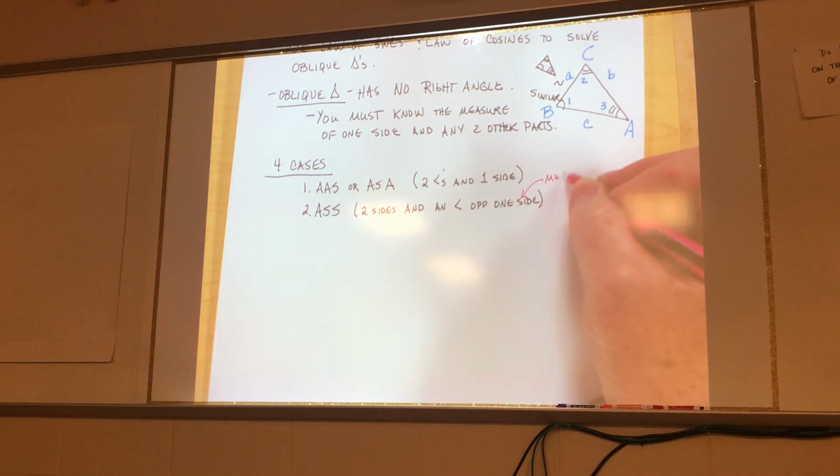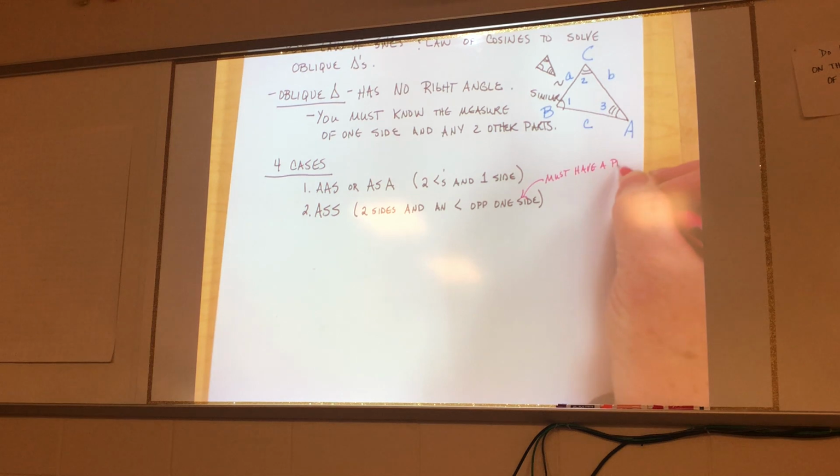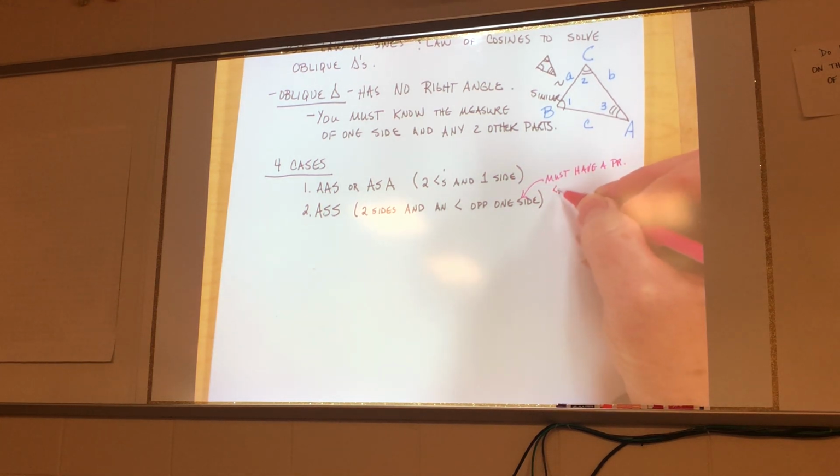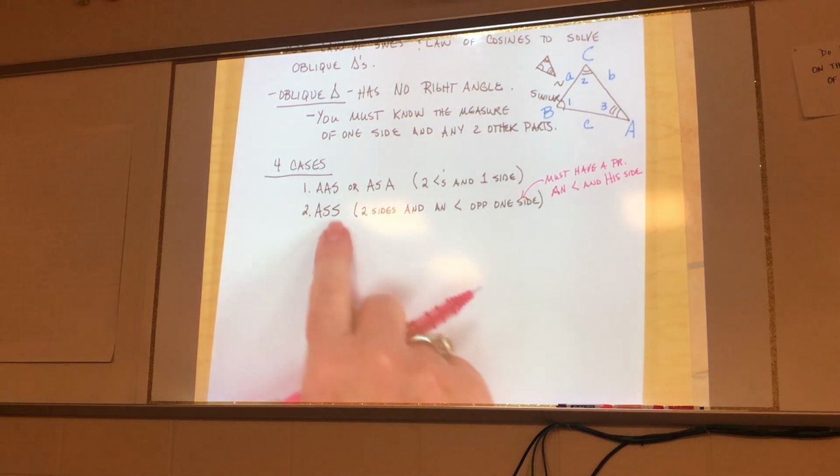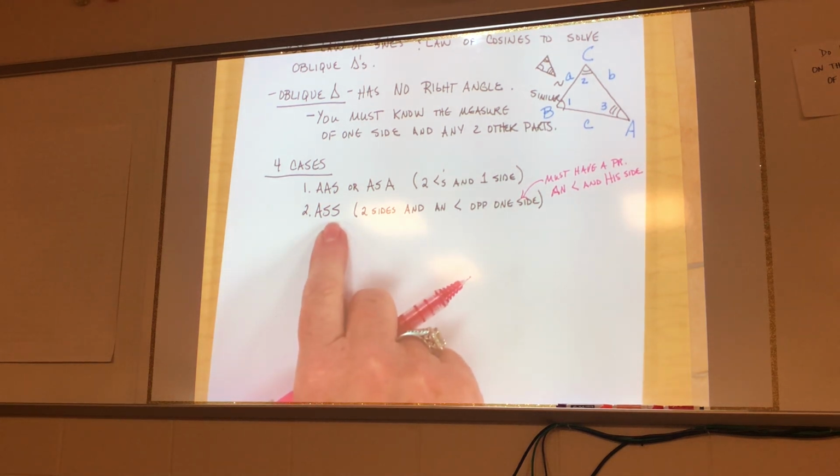It must have a pair. And when I say a pair, I mean an angle and his side. So you'll either have a big A and a little a, a big B and a little b, a big C and a little c. Does everybody understand that? Is it going to be hard to spot this guy right here?